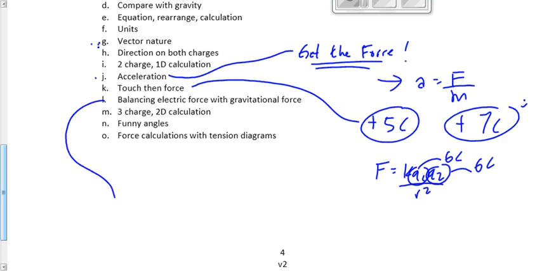Balancing electric force with gravity, right? Remember we saw that word suspend, hover, balance, anything like that. Some force has got to be equal to the gravitational force. In this context, it would be the electric force is equal to gravity. But it could be a magnetic force equal to gravity as well, right? If it's a magnetic field. Look at the field. If it's an electric field and it's hovering or suspended or whatever, then it's electric force equals gravitational force. If it's a magnetic field, then it's magnetic force equals gravitational force.